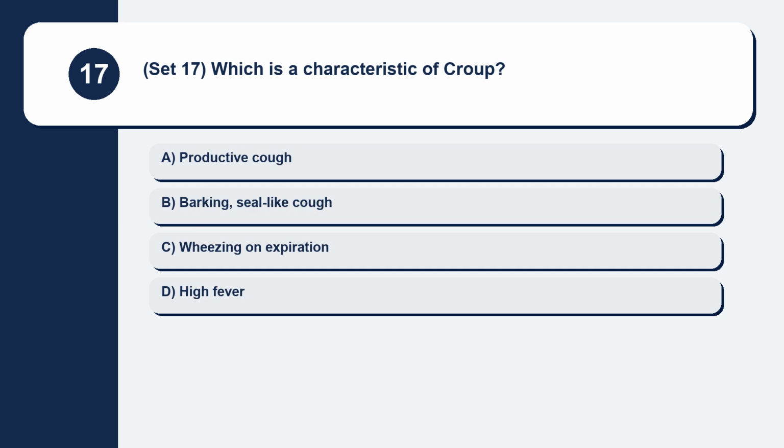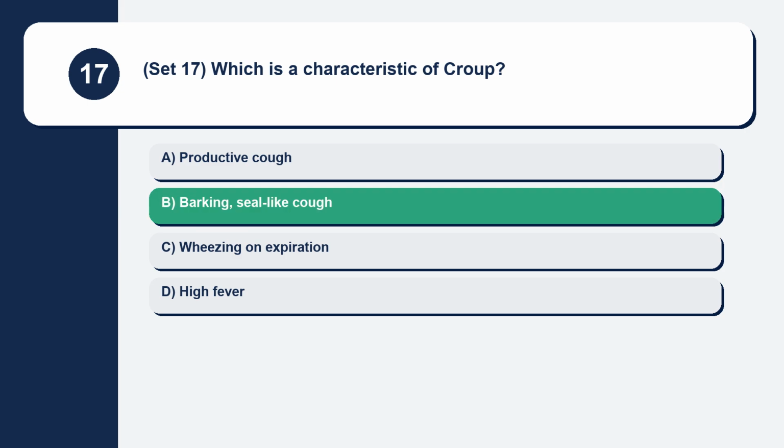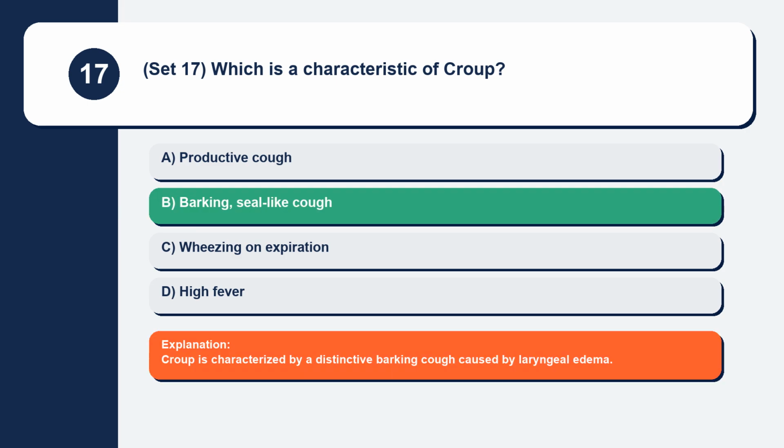Question 17. Set 17, which is a characteristic of croup? Productive cough, barking, seal-like cough, wheezing on expiration, high fever. Croup is characterized by a distinctive barking cough caused by laryngeal edema.